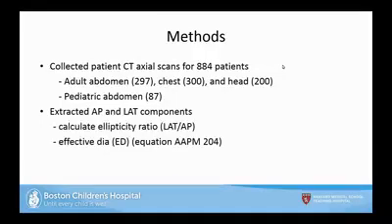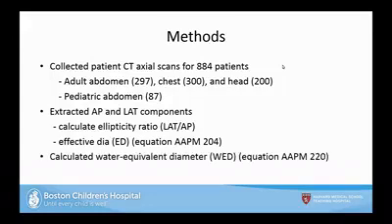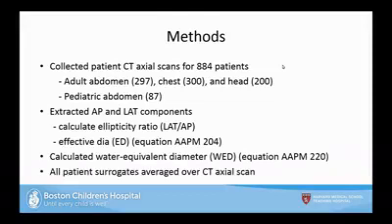And then from there, we were able to calculate the ellipticity ratio, which is the lateral over the AP, as I mentioned, and the effective diameter, which the equations are provided in the AAPM 204, but there's two ways of calculating them. And separately, we calculated the water equivalent diameter, and that equation is a little bit messy, but this is the one that depends on the mean Hounsfield unit, as I explained before.